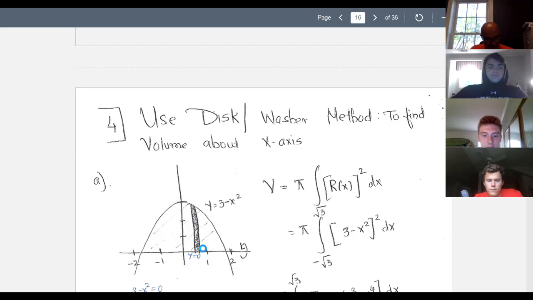Okay, so now let me continue. So I'm revolving my figure like this and I'm getting the volume. Now look at over here.